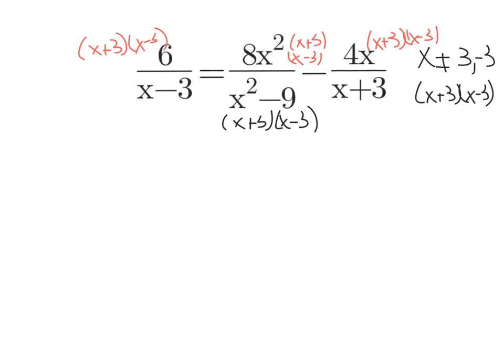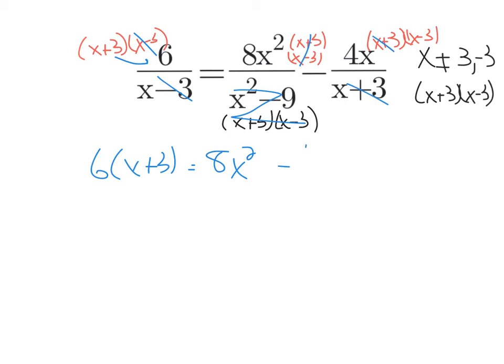The first term right here, the x minus 3's cancel. That leaves me an x plus 3 times 6. I'm just going to write that down here, a 6 and an x plus 3. On the second term, everything cancels, the whole thing. So it just leaves me an 8x squared. On my last term, it's a minus sign first of all, the x plus 3's would cancel. I have a 4x and an x minus 3. So there again, there's that first step. I need you to be able to get there, because once you get there, you should be good to go.